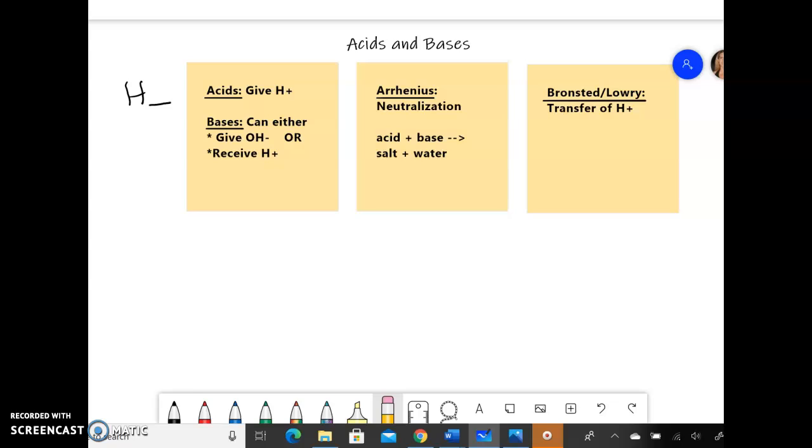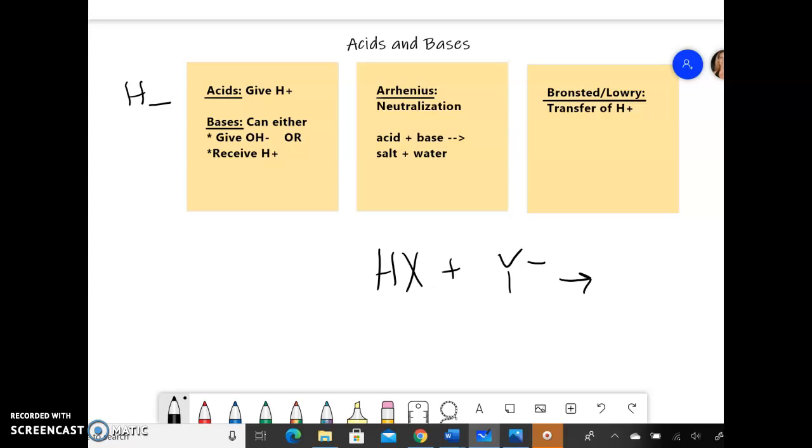All right, let's do some Brønsted-Lowry. Brønsted-Lowry is a transfer of the hydrogen from the acid to the base, because remember, acids are the ones donating the hydrogen, the H plus. It's not just hydrogen, it has to have that plus on it. And then bases are receiving it. So if we had something like H and X, and let's just make this Y minus.